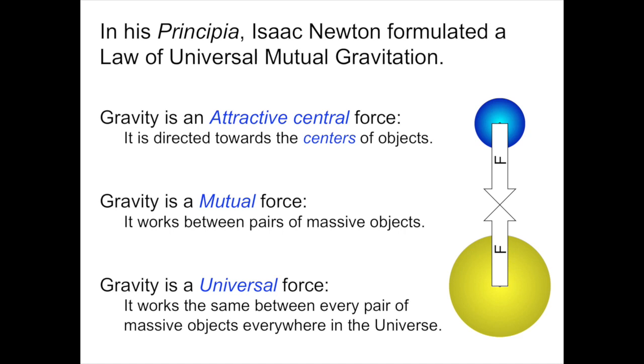Finally, gravity is a universal force. It works the same between every pair of massive objects everywhere in the universe. It is this latter part that is most important. For Newton, there was no distinction between the terrestrial realm below the moon, of death and decay, and the celestial realm of eternal perfection above. As above, so below. The same laws that govern falling bodies on the earth must govern moving and falling and orbiting bodies in this cosmos.